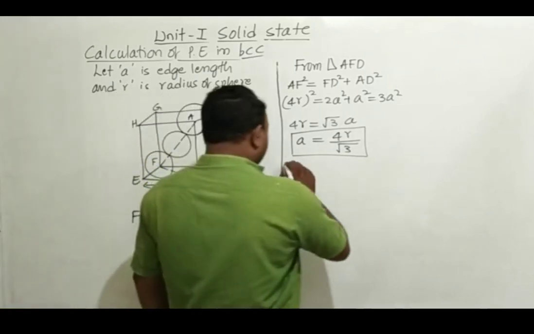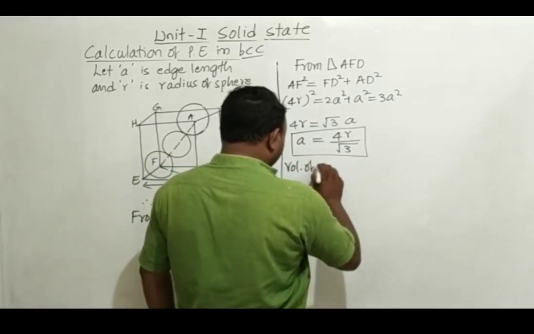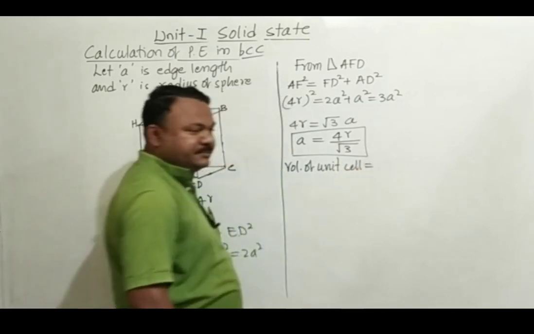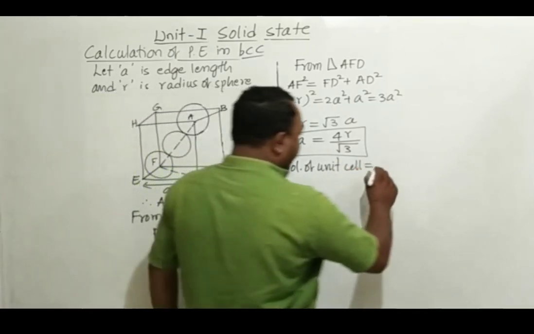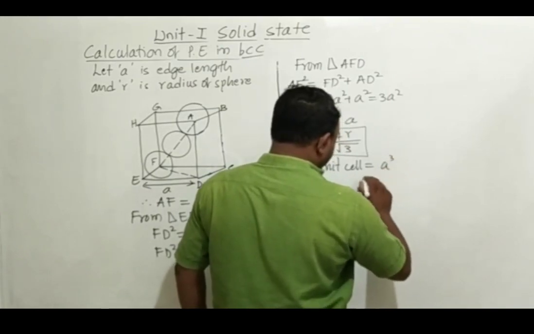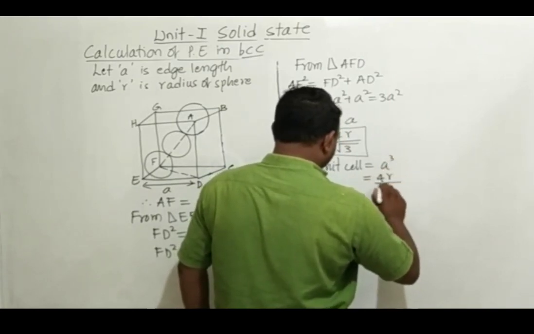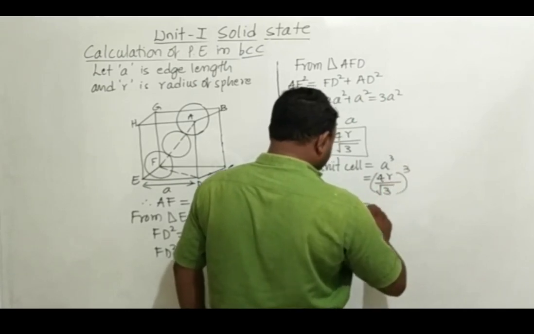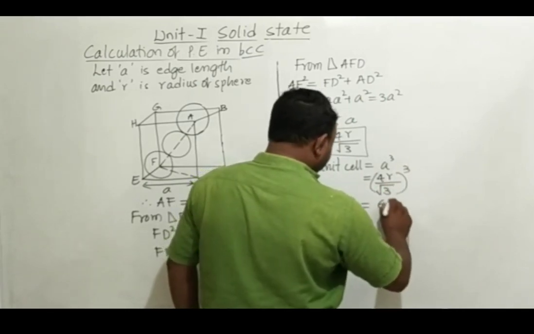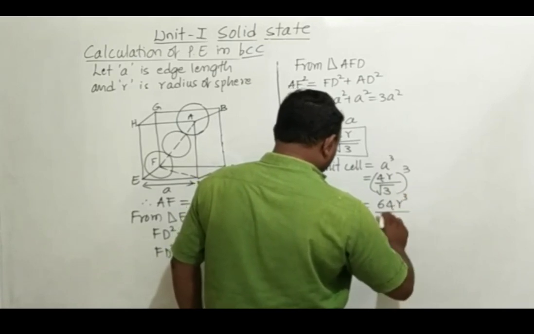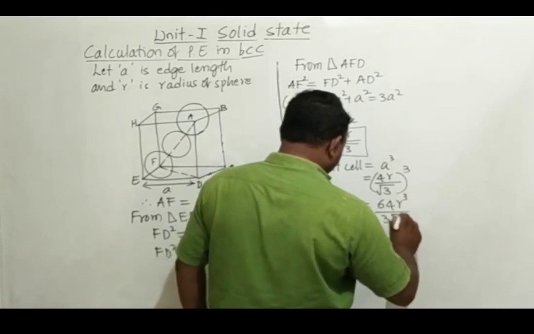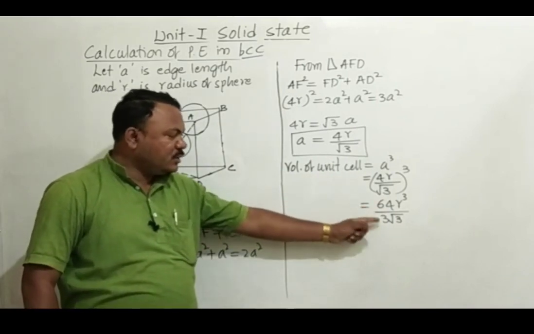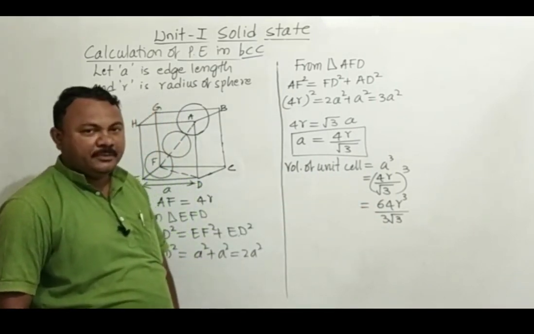By using A, we can calculate volume of a unit cell. Volume of unit cell is nothing but A cube. So we can write 4R divided by root 3 raised to 3. This is nothing but 4 cube is 64. 64 R cube divided by 3 root 3. So we got the volume of unit cell 64 R cube divided by 3 root 3.